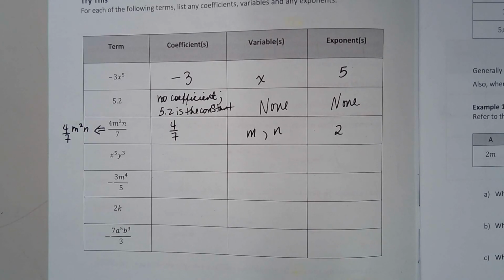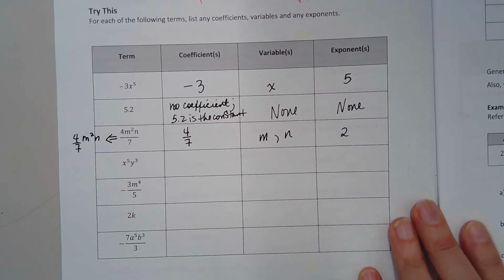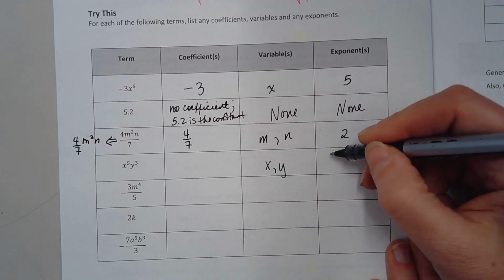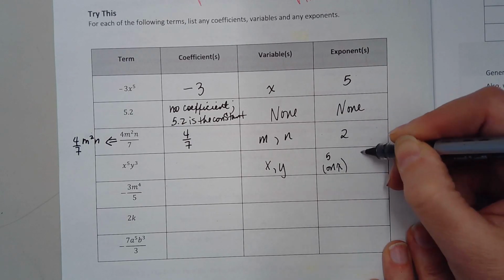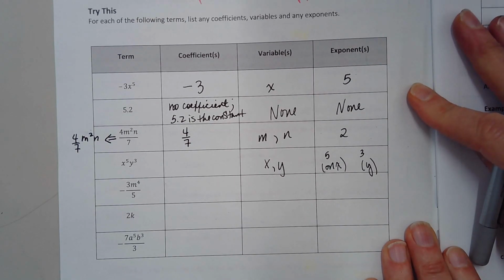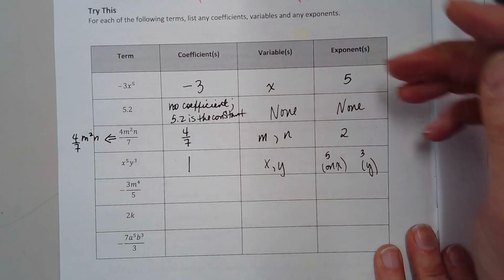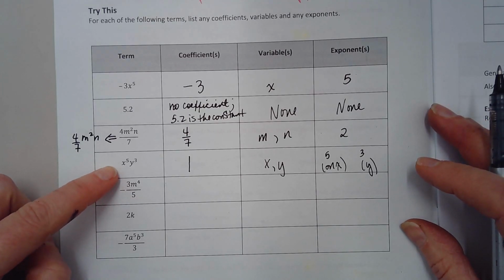Okay, how'd we do? Variables are x and y, agreed? Exponent was 5 on the x and 3 on the y, right? What's the coefficient? 1. So there's an invisible 1, right? If there are variables present but no number visible, it's a 1, an invisible 1.